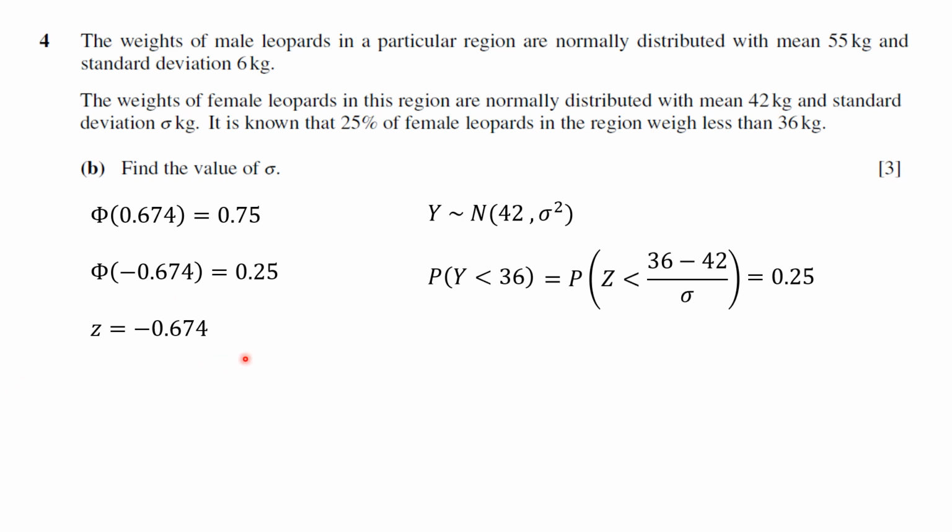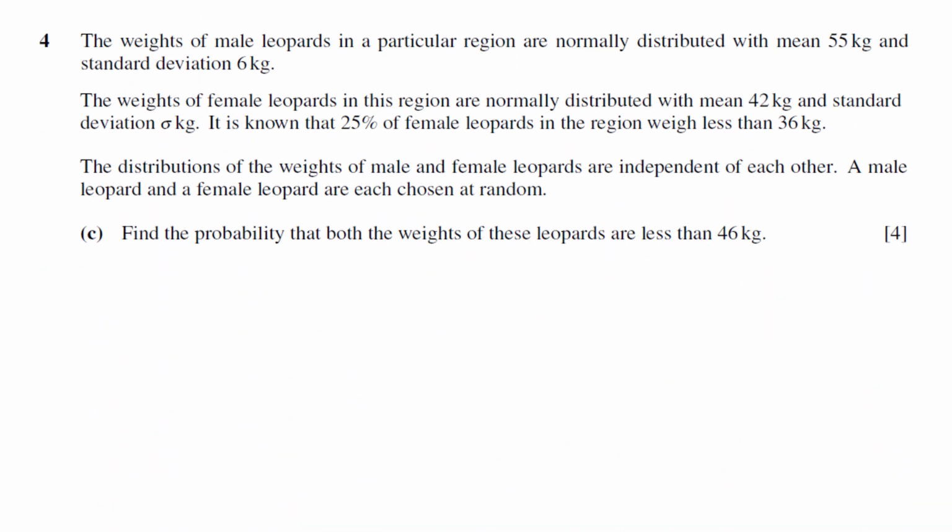Therefore, what we can do is equate our value for z for this expression here with this expression here. So 36 minus 42 divided by sigma is going to be equal to minus 0.674. If we make sigma the subject of the formula, what we're going to get is 8.9. On to the next question.